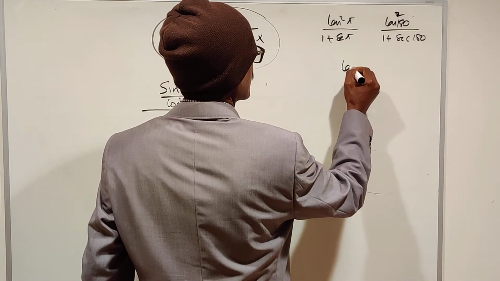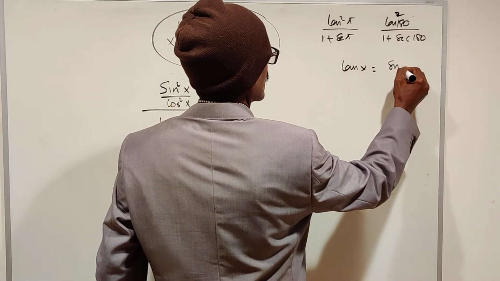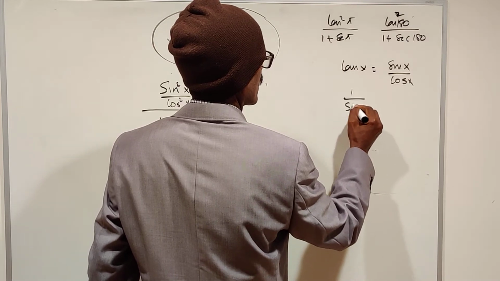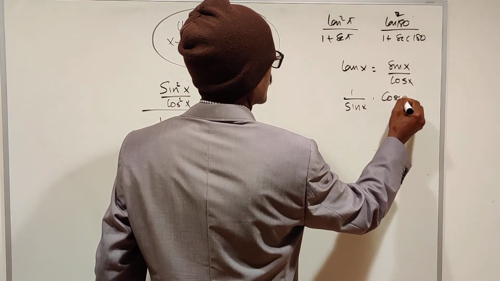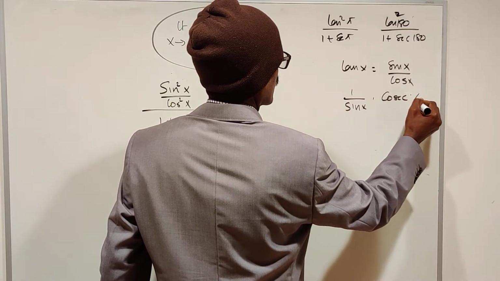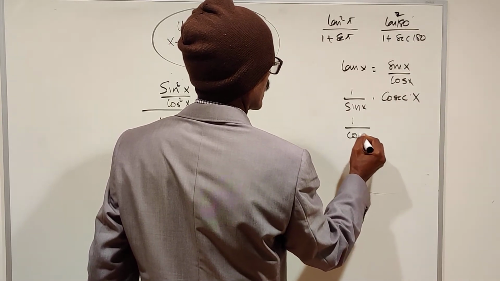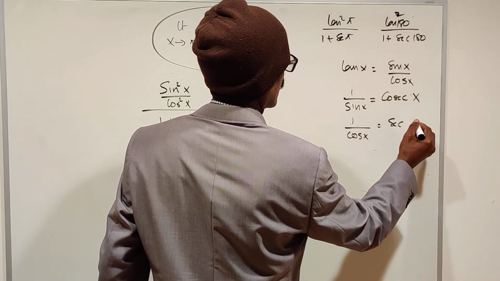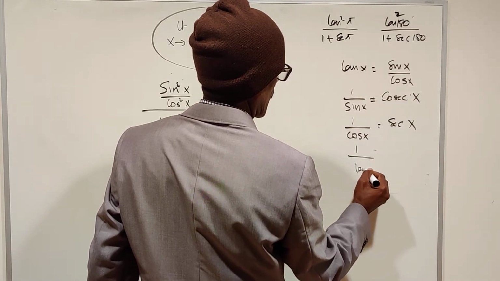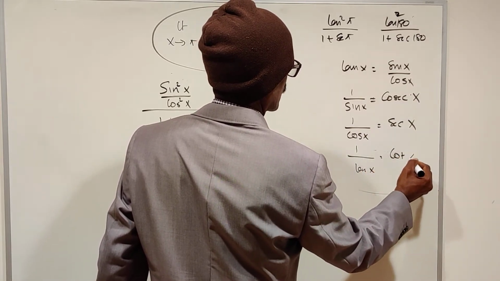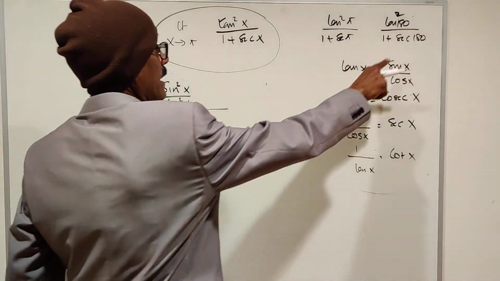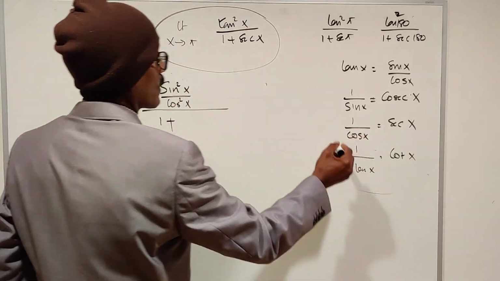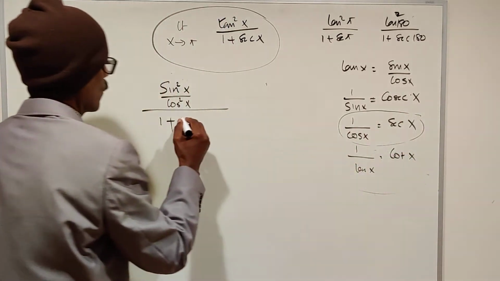See, tan x is sin x by cos x. What is 1 by sin x? Cosec x. 1 by cos x is sec x. 1 by tan x is cot x. Okay, here tan x is sin x by cos x. Sec x is 1 by cos x.